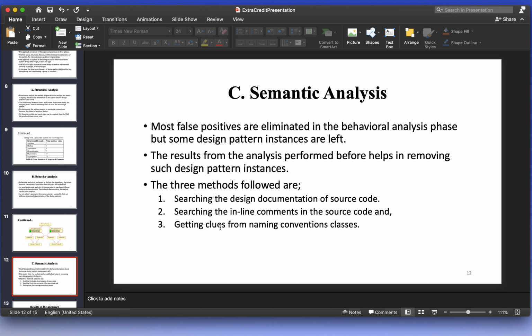Semantic analysis. The majority of the false positives are eliminated in the behavior analysis phase. However, there are certain closely related design patterns which are similar with respect to the structural and behavior aspect, but just differ by the intent with which they are formed. The results from the analysis performed before help in removing such design pattern instances. The three methods followed are searching the design documentation of source code, searching the inline comments in the source code, and getting clues from naming convention of classes.